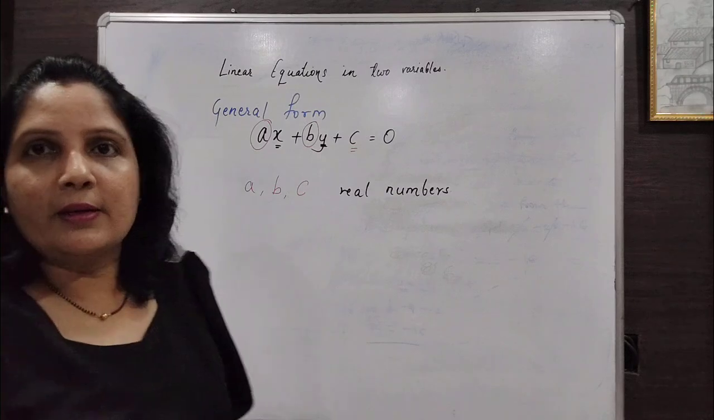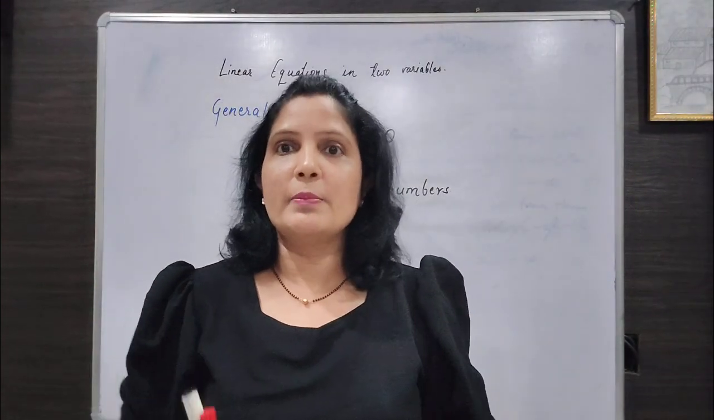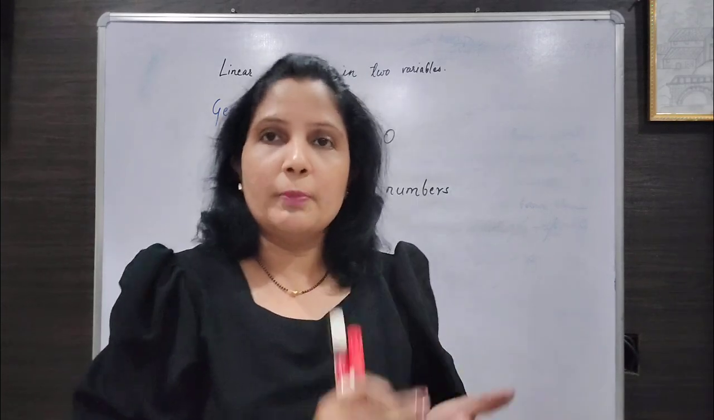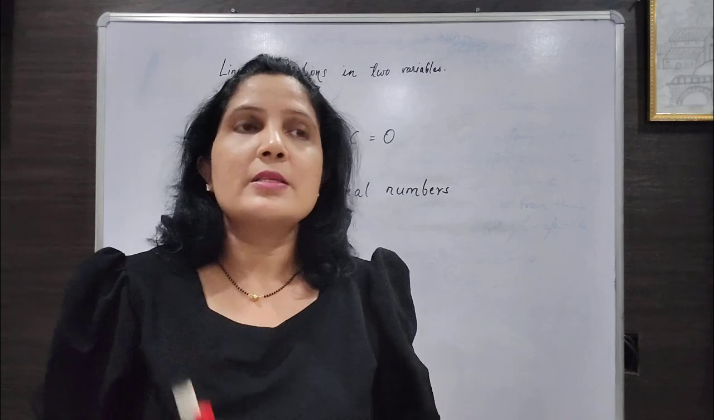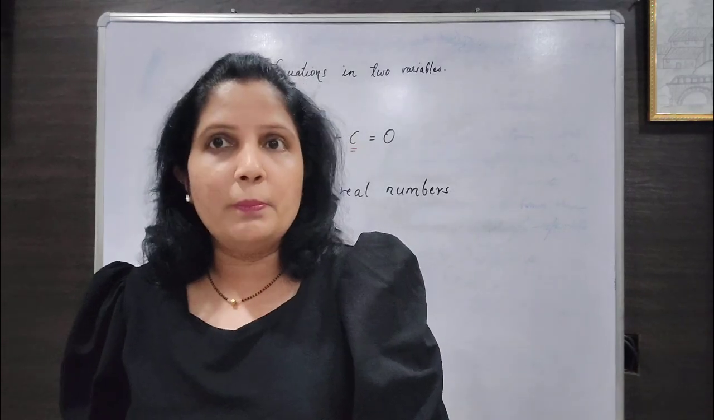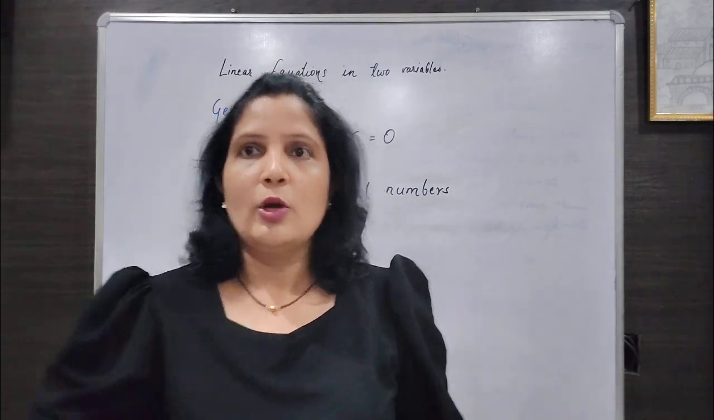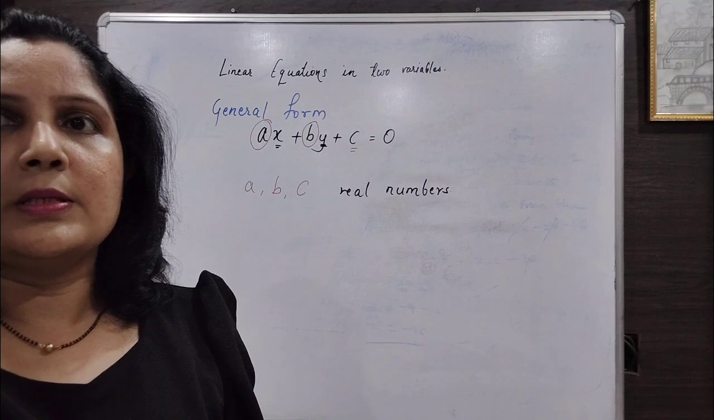Now what are real numbers? Real numbers can be positive. It is a set of numbers including the positive numbers and the negative numbers. It has fractions. It can be irrational numbers. Together, everything becomes the set of real numbers.